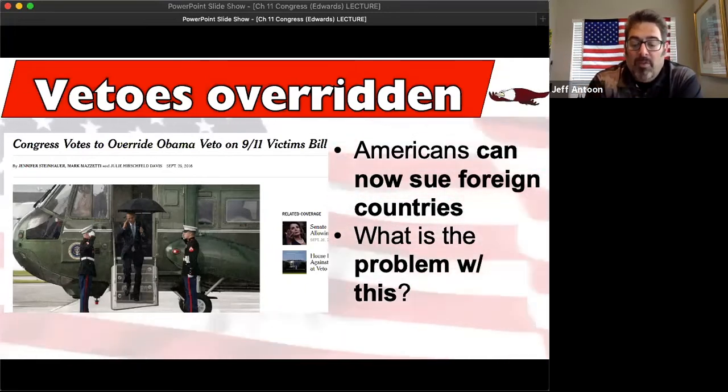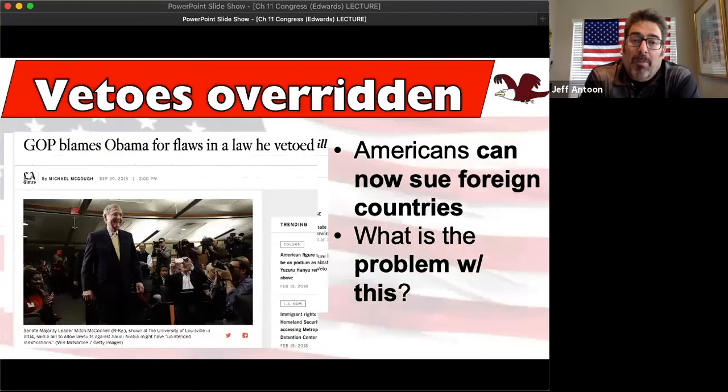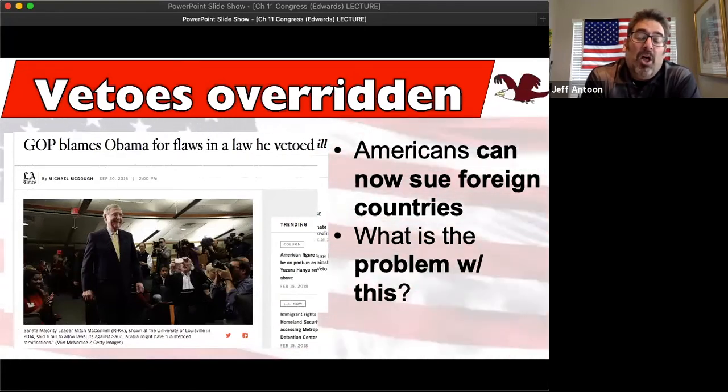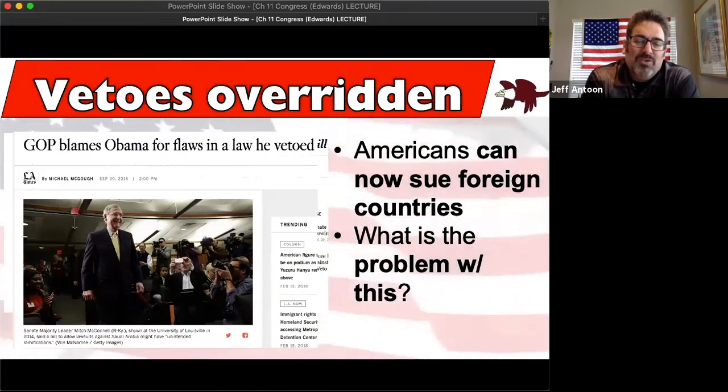And what would be the problem with this is you could see that now the GOP, especially McConnell, blamed Obama for the flaws in the law he vetoed. So he's blaming Obama. He didn't write the law. He just vetoed the law. So it's really interesting to see how you play the game, guys, the politics of that game.